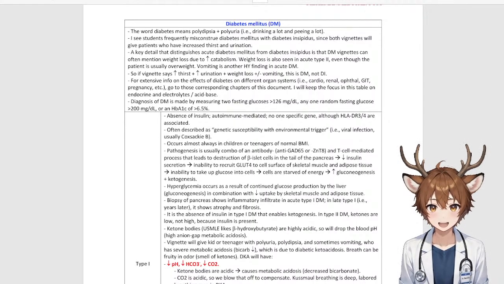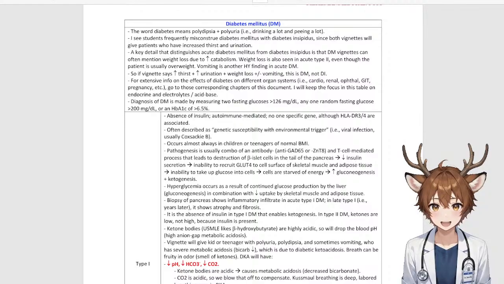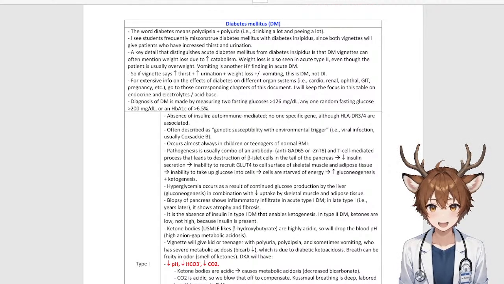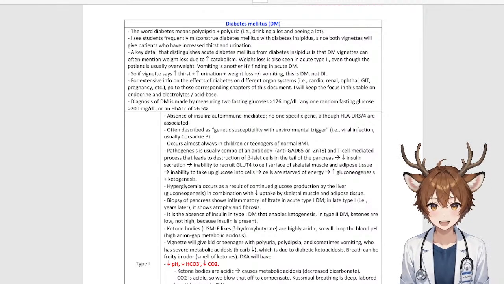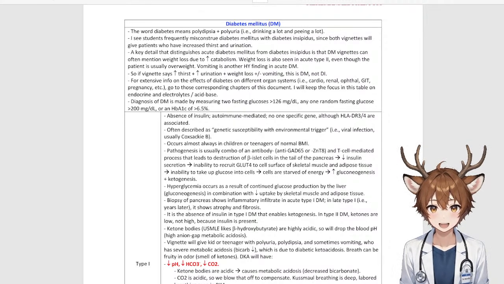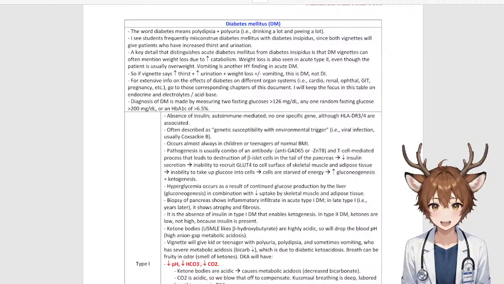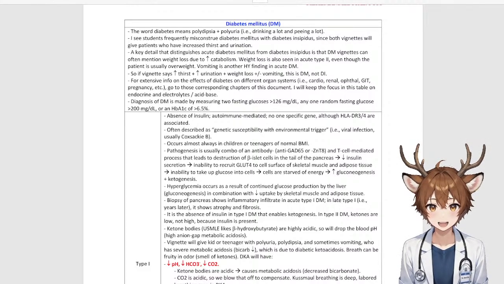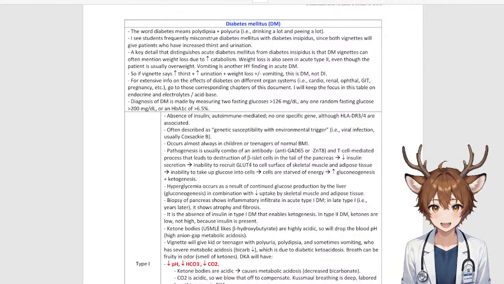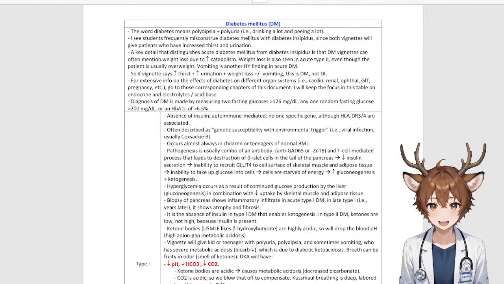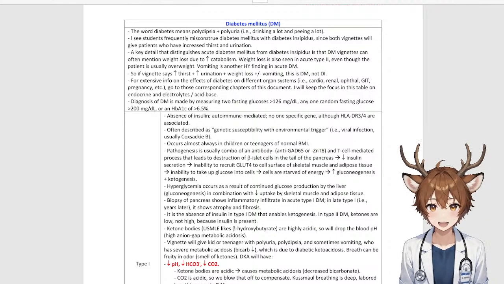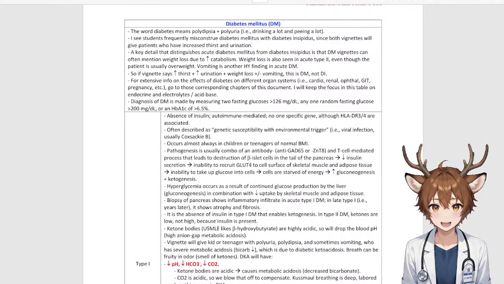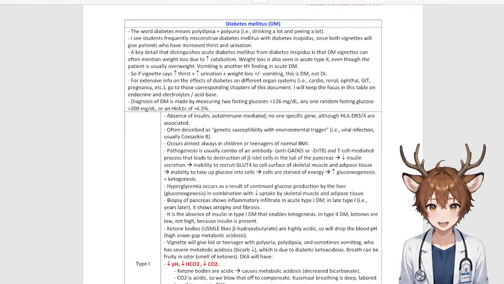Weight loss is also seen in acute type 2, even though the patient is usually overweight. Vomiting is another high-yield finding in acute diabetes mellitus. So if the vignette says elevated thirst plus elevated urination plus weight loss plus or minus vomiting, this is DM, not DI. For extensive info on the effects of diabetes on the different organ systems like cardio, renal, ophthalmology, GI, pregnancy, etc., go to these corresponding chapters of this document. I will keep the focus of this table on endocrine and electrolytes/acid-base.